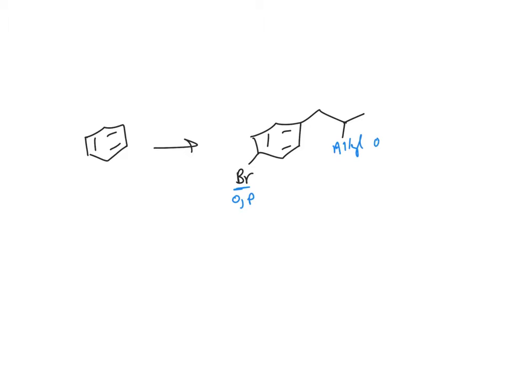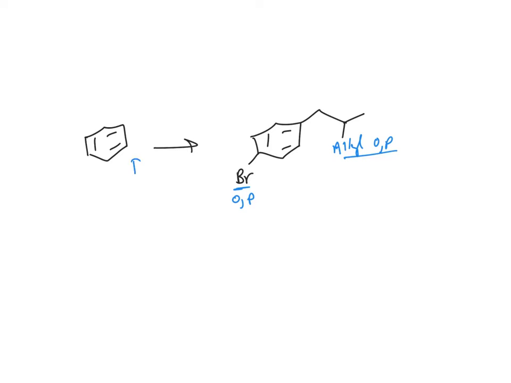All right, so here we're going to add 2. So we start with benzene, and we're going to add the bromine, and we're also adding the alkyl group. Now, is bromine an ortho-para director? So that's an ortho-para director, and the alkyl group is an ortho-para director. So since they're both ortho-para, it's not going to matter which one you add first.